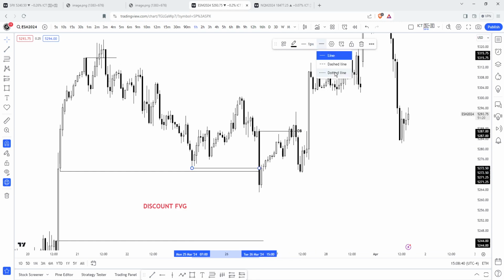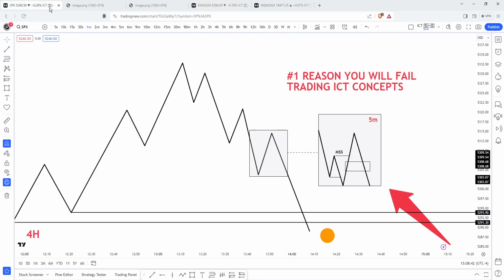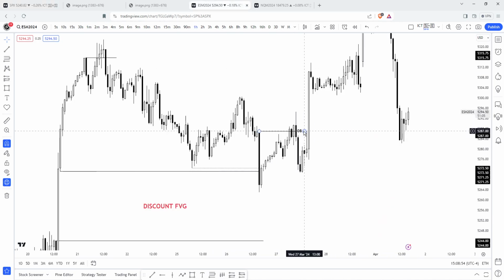So you could still use that entry technique, but you need to identify liquidity where it's heading to on a higher time frame and then apply this logic onto a lower time frame aligned with that higher time frame order flow. So I'm going to explain what that means now.